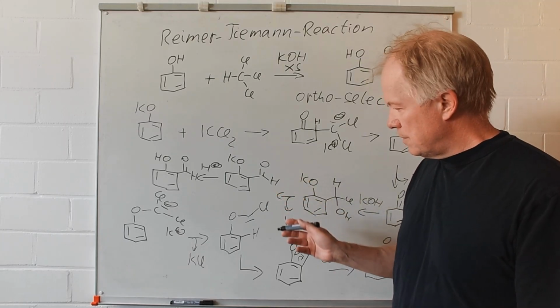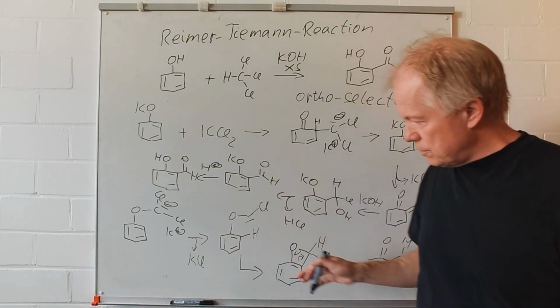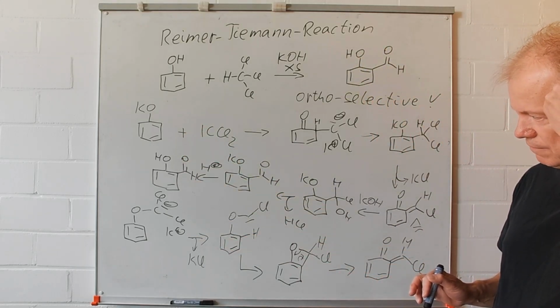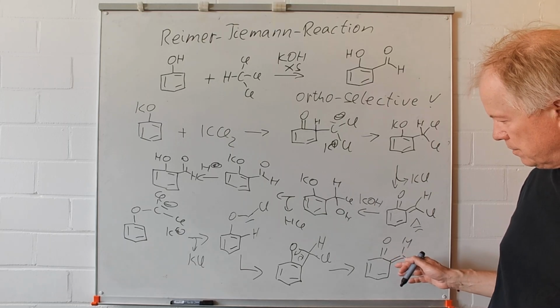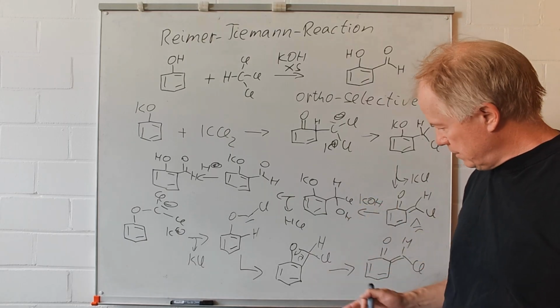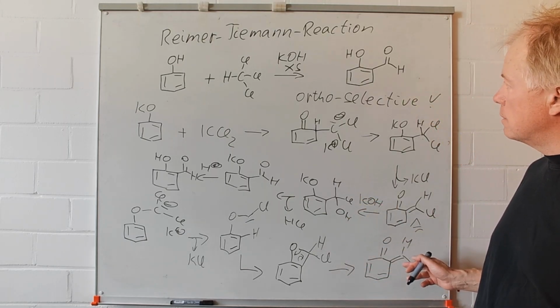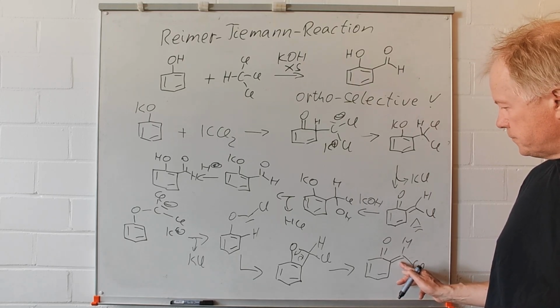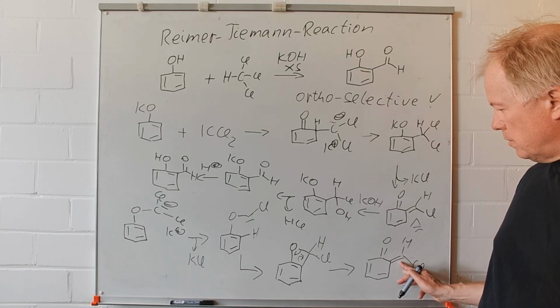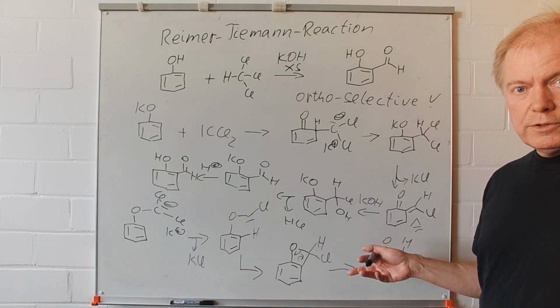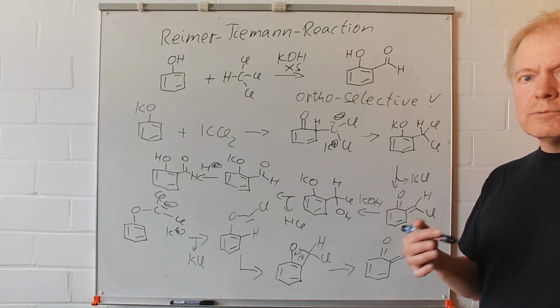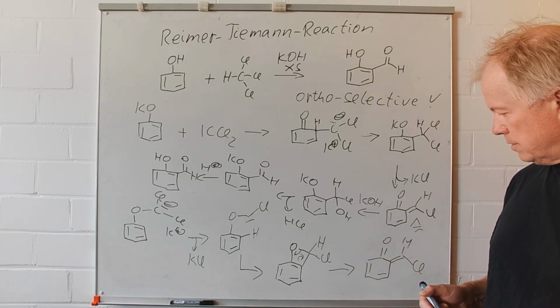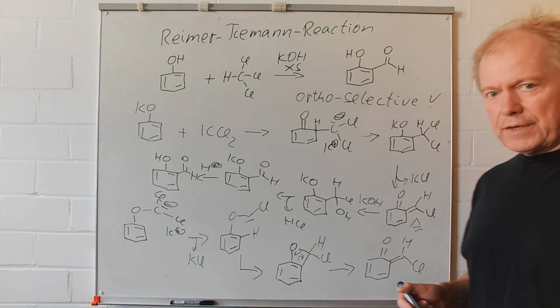So, this is an alternative reaction pathway I would like to suggest, which explains why the ortho selectivity occurs. Next step, of course, would be to think about how one can prove that experimentally. Thanks for listening.